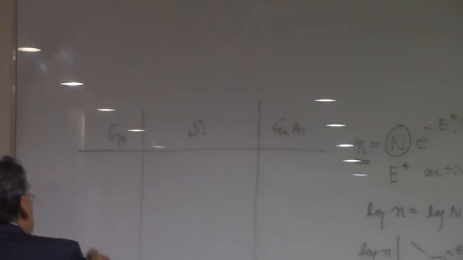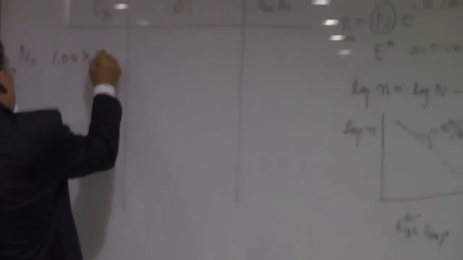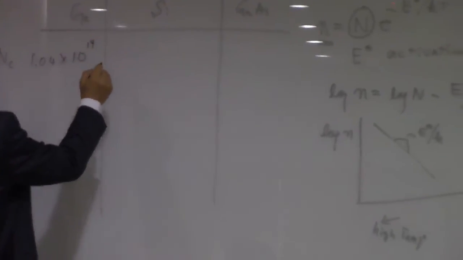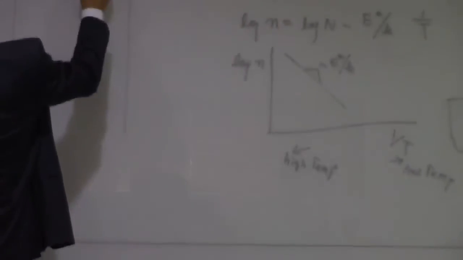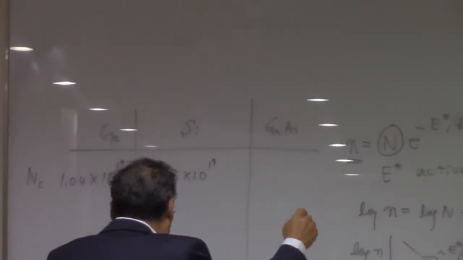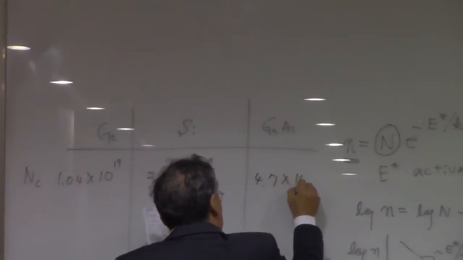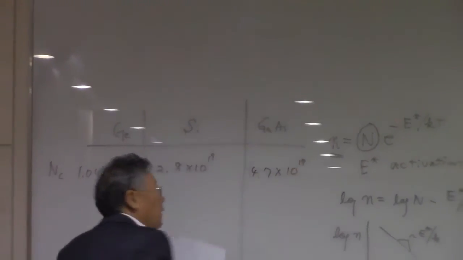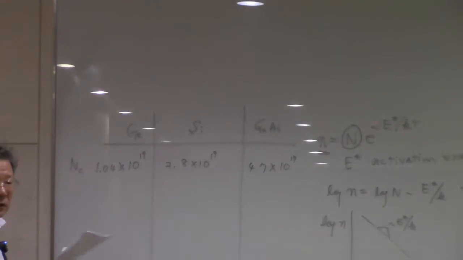And the effective density of states in the conduction band is on the order of 10 to the 19th, and 2.8 times 10 to the 19th. But in gallium arsenide, which is famous in space, that is only 4.7 times 10 to the 17th. So gallium arsenide is not a good semiconductor.